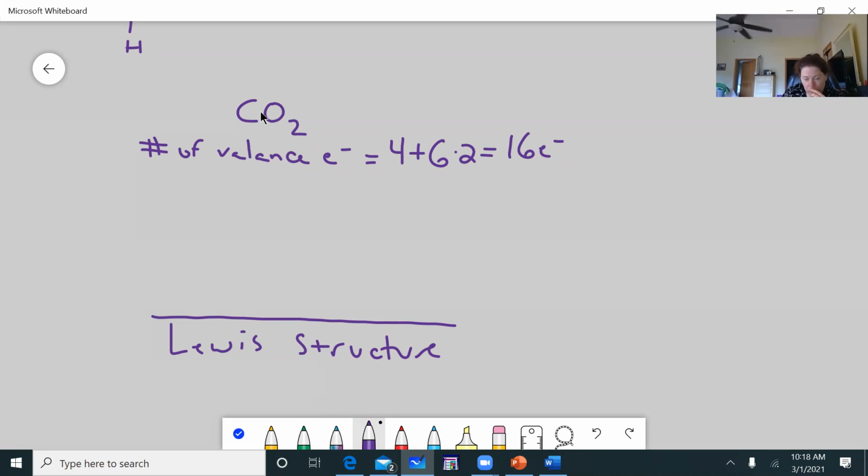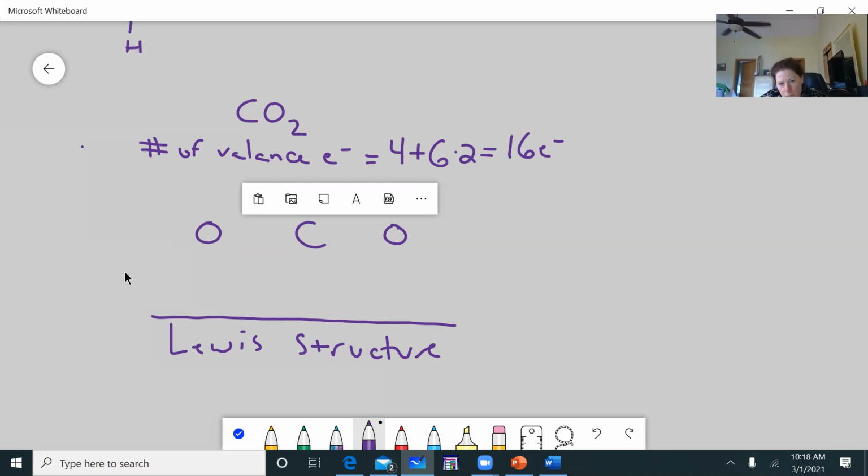Okay. So the next thing is to draw a structure that is symmetrical, that follows any sort of octet duet limitations. So both of these things are going to want octets. As far as what goes in the center, either could go in the center, but to create symmetry, we're going to put carbon in the center. And then we're going to put the oxygens on the sides. Now, because it's a molecule, it's got to stick together. So let's stick it together with a single bond. I'm going to stick it here, and I'm going to stick it here together.